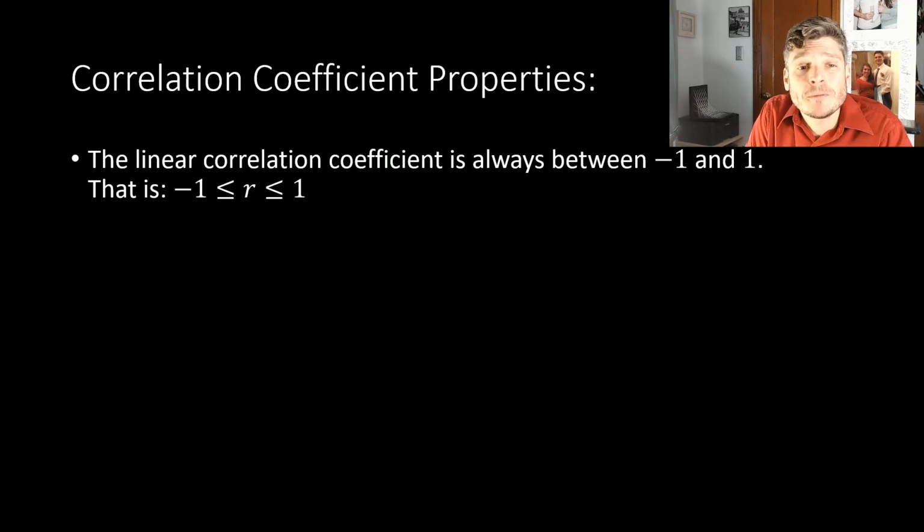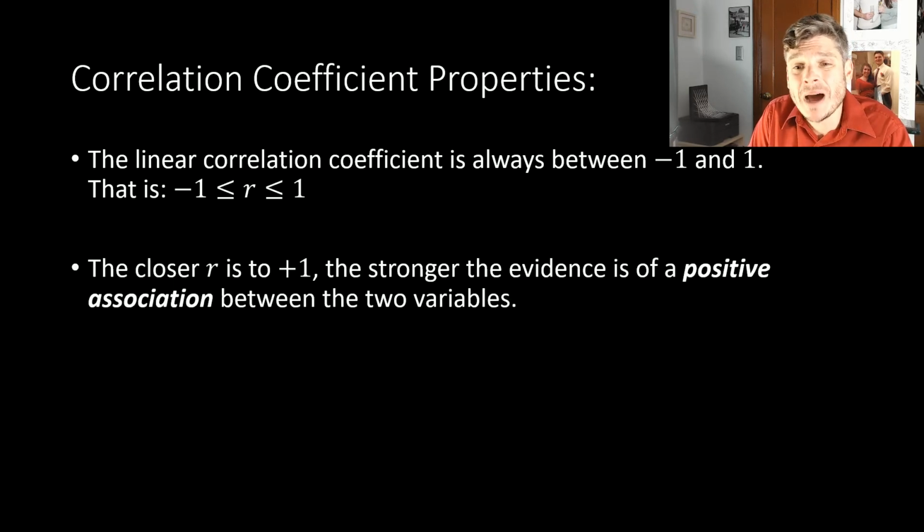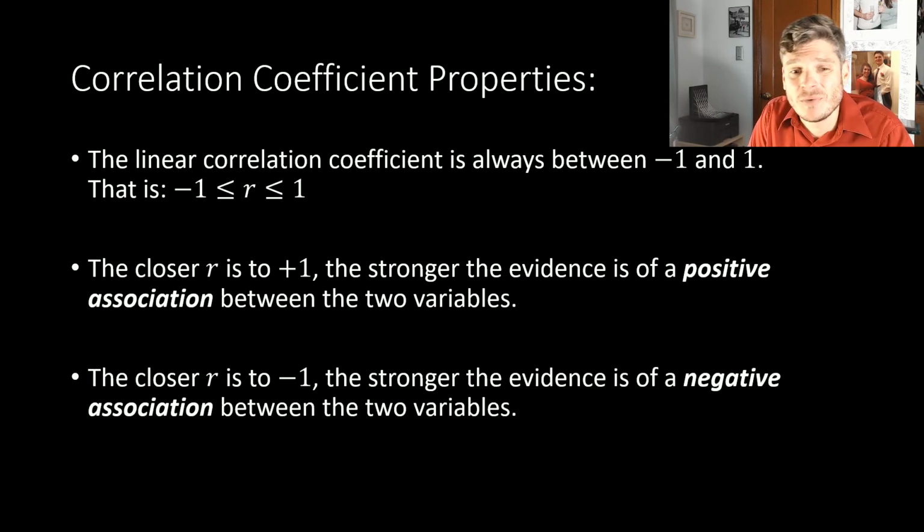All right, so we do have some properties of our correlation coefficient. First of all, our correlation coefficient is always going to be between -1 and 1. Those are the bounds for it. And the closer we are to +1, the stronger evidence exists of a positive correlation between those two variables, that kind of upward slope. The closer we are to -1 is the stronger evidence that we have a negative correlation between those two variables. So +1 and -1 are the extremes of my correlation coefficient, and the closer we are to either extreme, the more evidence we have for that relationship.